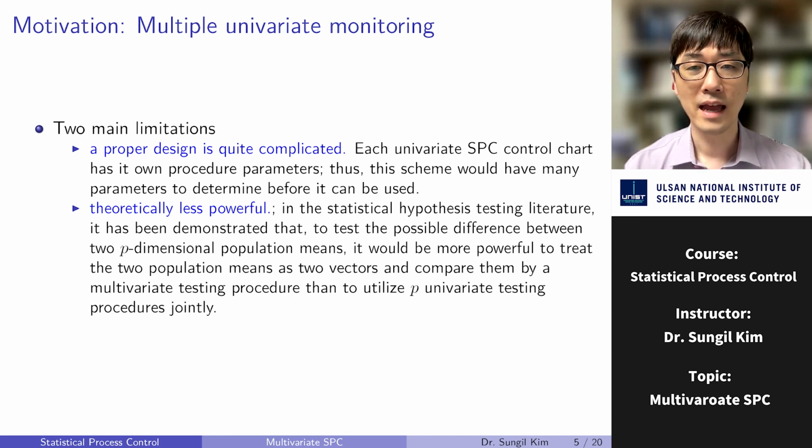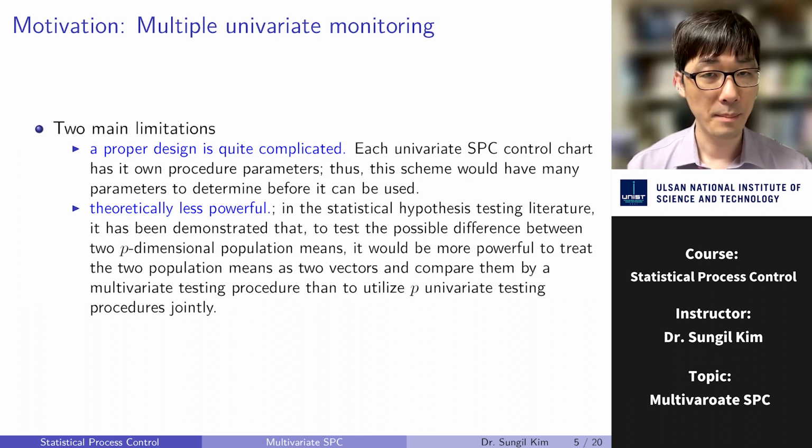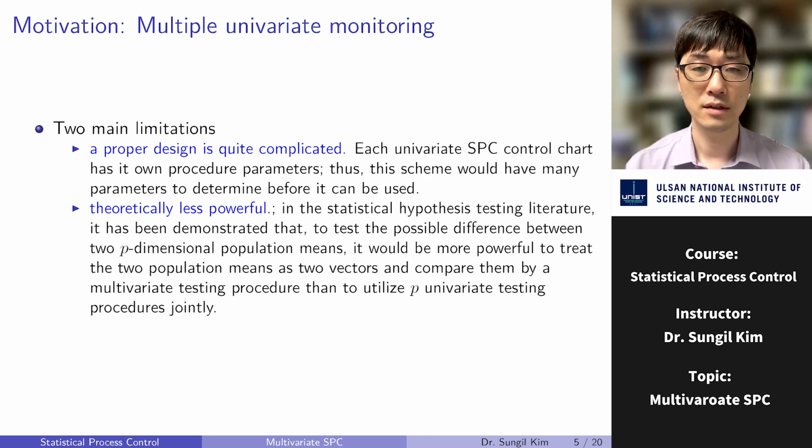The other one is that using multiple univariate monitoring charts is theoretically less powerful. For example, to test the possible difference between two p-dimensional population means, it would be more powerful to treat the two population means as two vectors and compare them by a multivariate testing procedure than to utilize p univariate testing procedures jointly.